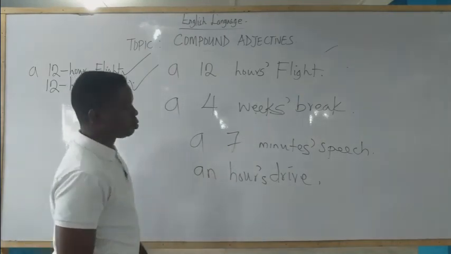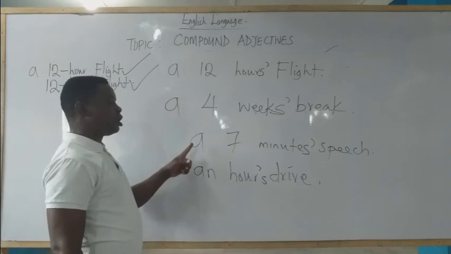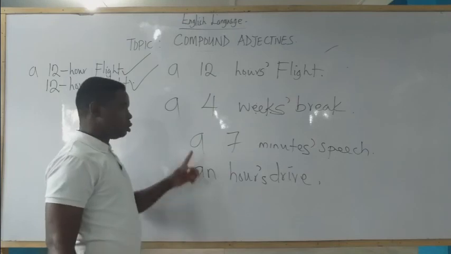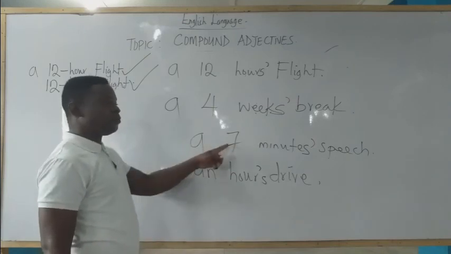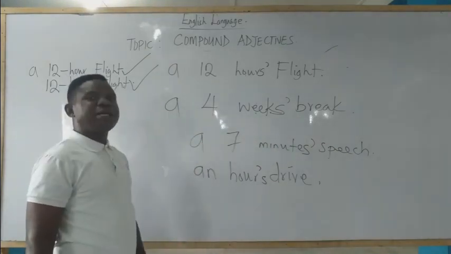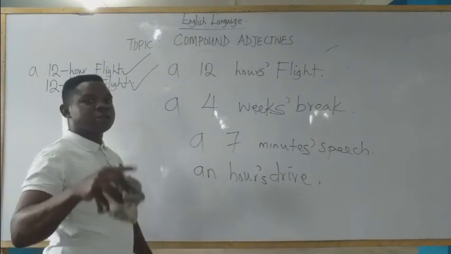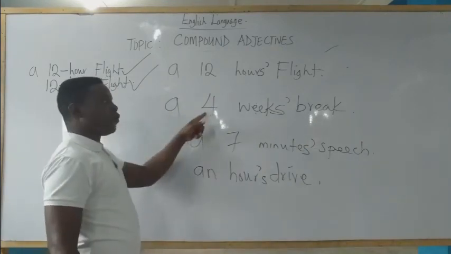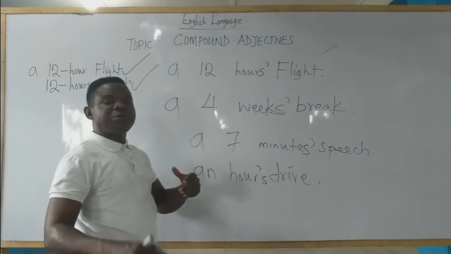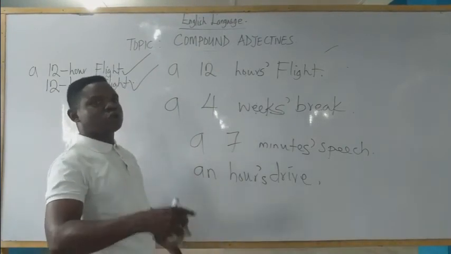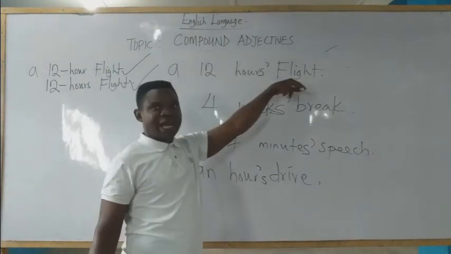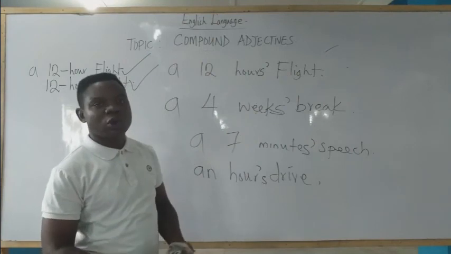Take notes. The president gave a 7-minute speech at the convention. Look at this. The workers demanded dash from the management. Demanded what? A 4 weeks' break. Look at this as well. The journey from Lagos to Malaysia requires what? A 12 hours' flight.